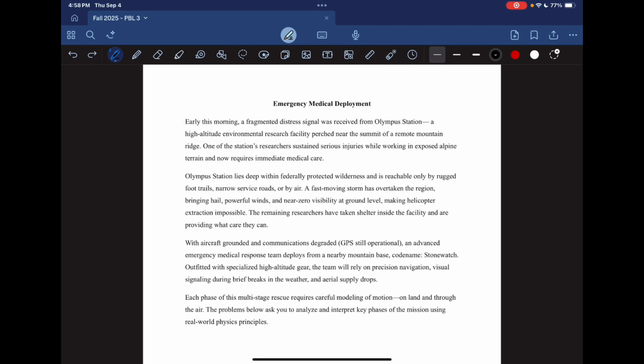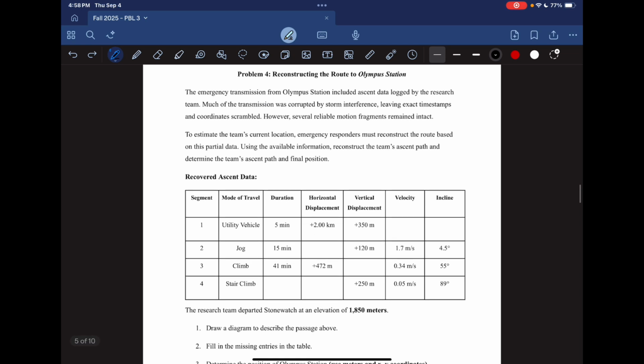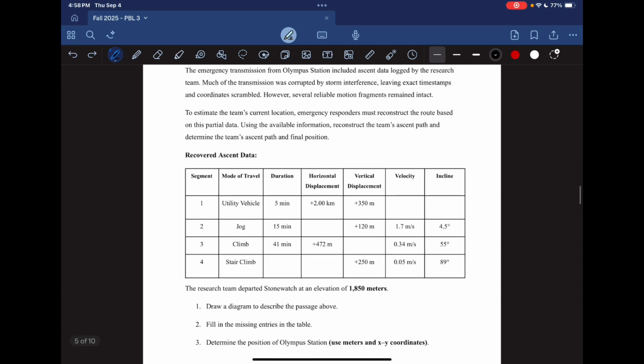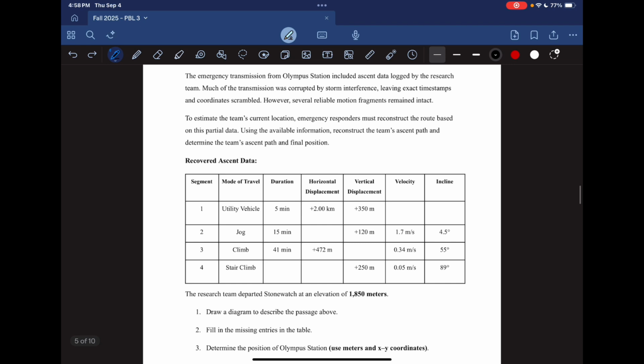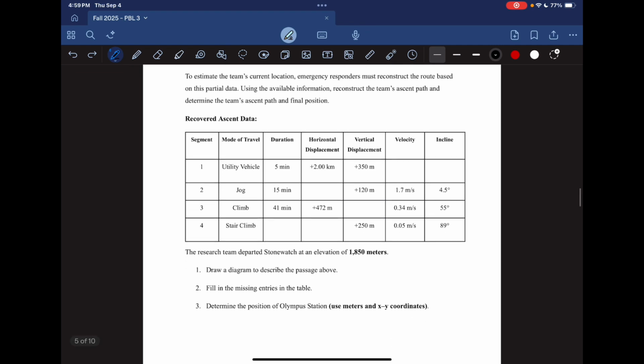Okay, now I have a very intensive word problem. Go ahead and pause the video and read through this word problem to understand the situation that we're in. Okay, moving on, we have some ascent data that we've recovered. That's what these two paragraphs explain. And we want to fill out this table and determine what exactly is going on.